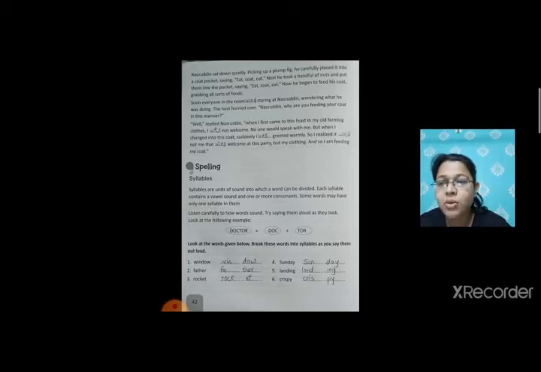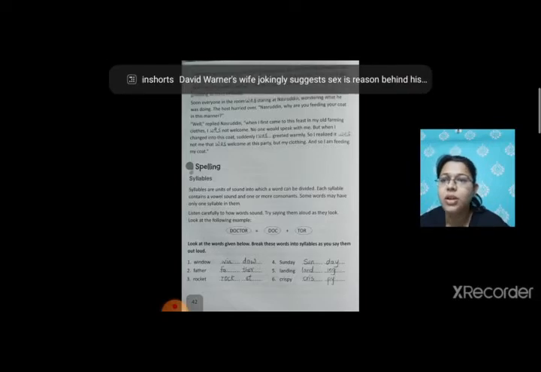So now let's look at the words given below. Break these words into syllables as you say them out loud. The first word is window. So when you break it into the vowel sounds, you can hear two vowel sounds. That means there are two syllables.